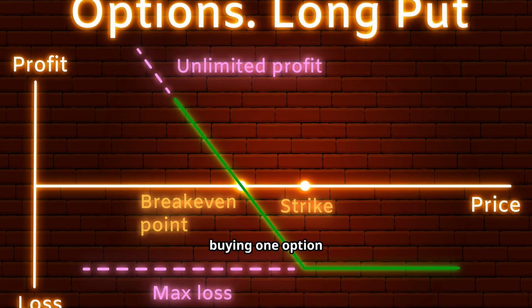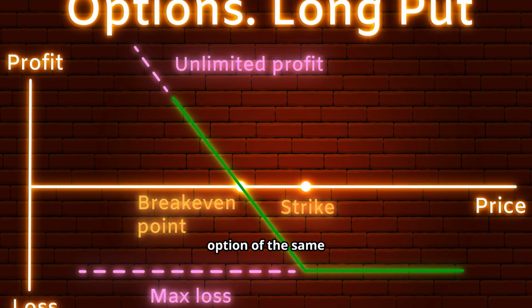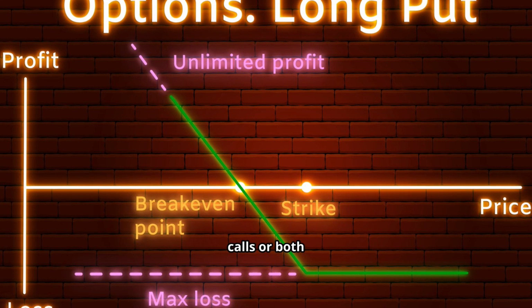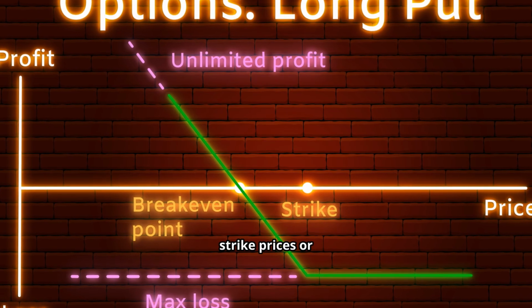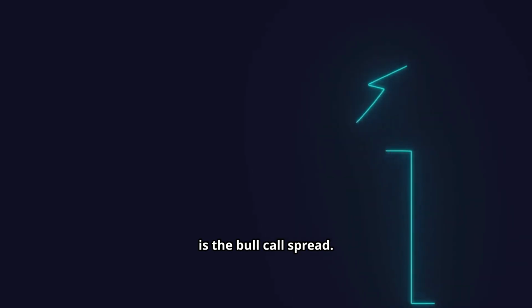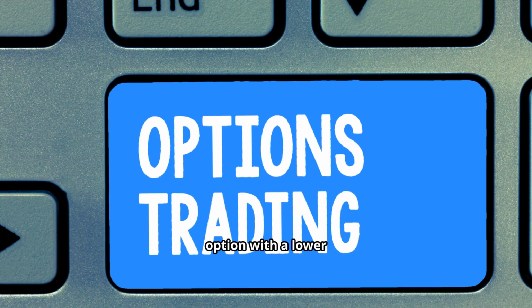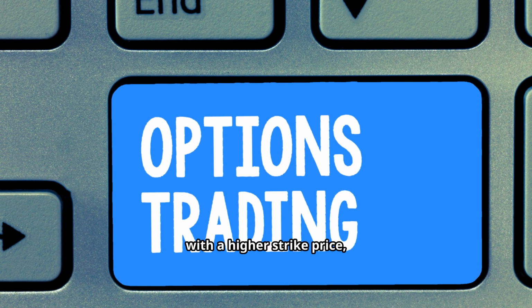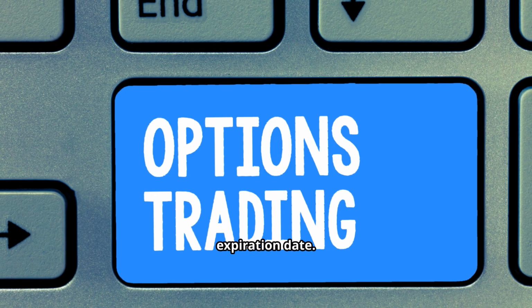A spread involves buying one option and selling another option of the same type, either both calls or both puts, with different strike prices or expiration dates. One common example is the bull call spread. You buy a call option with a lower strike price and sell a call option with a higher strike price, both with the same expiration date.